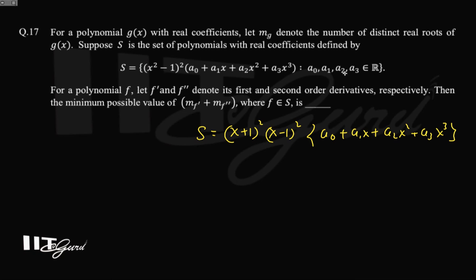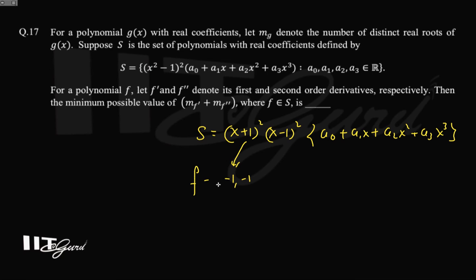Although here all the a's are real numbers, nowhere is it written that a3 is not equal to 0, meaning they have not mentioned that this must be a cubic polynomial only. That is the point to be noted. Later on we'll discuss in detail, but first of all you just concentrate on this one, the graph. So let this be any function. So here how many roots are there? So let's say this has root minus 1, so this is the f function.